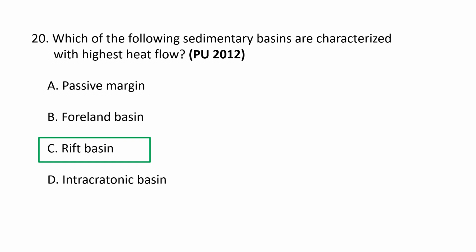This is due to the fact that the rift basins are formed by thinning and stretching of the Earth's crust, exposing shallower, hotter mantle material. And as a result, what happens? These basins experience heat flows that are significantly higher than the global average. So rift basins are characterized by highest heat flow.